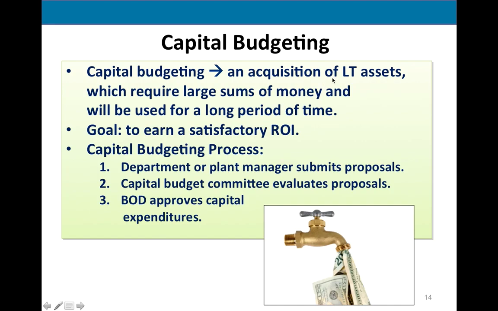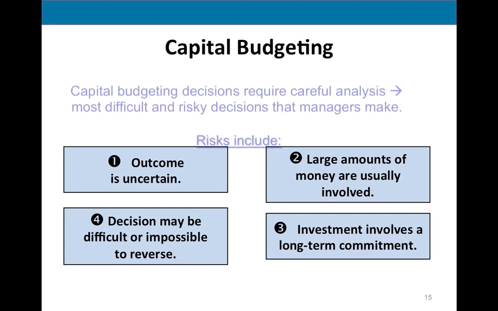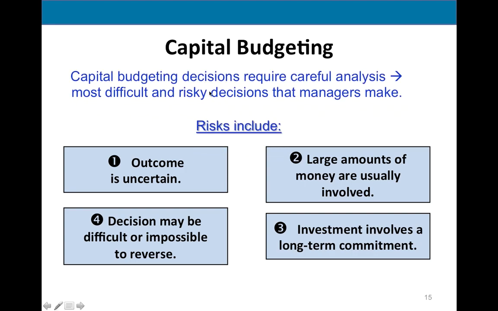In this chapter, we're talking about long-term decisions, the acquisition of long-term assets, the ones that require large sums of money and the ones that we will be using for a long period of time. So the main goal of this chapter is to figure out how an investment, how a purchase of a piece of equipment, for example, or a truck or any kind of long-term asset can earn satisfactory return on investment. And these are long-term decisions, so they're some of the most important decisions and riskiest decisions that managers make.